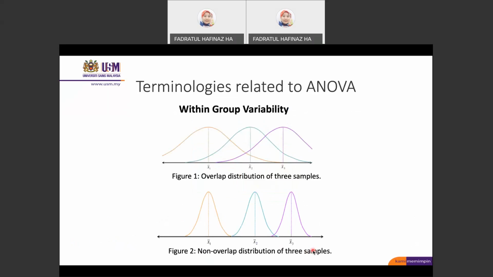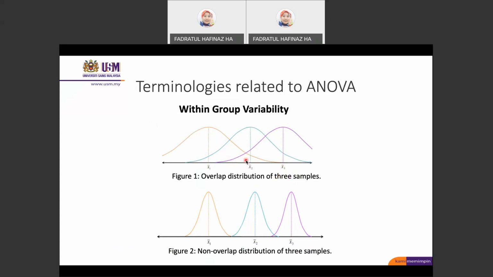Alright, so what is the within group variability? Consider the given distribution of 3 samples, 1, 2, 3, in figure number 1. It is an overlap distribution of 3 samples. As they spread, the variability of each sample increases. Their distributions overlap and they become part of the big population. So, it is overlap.